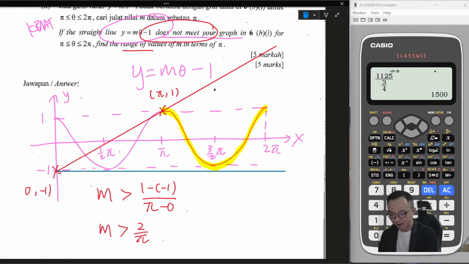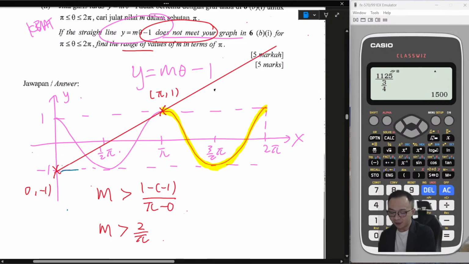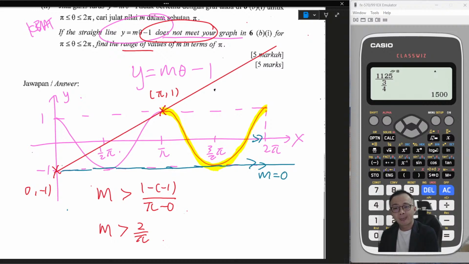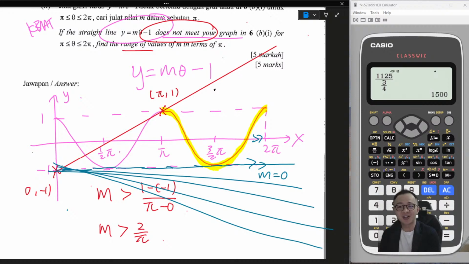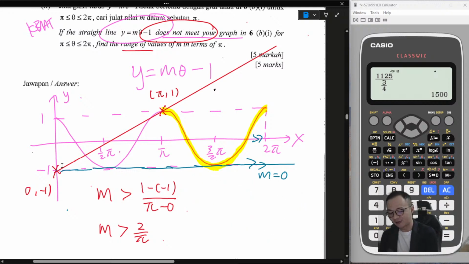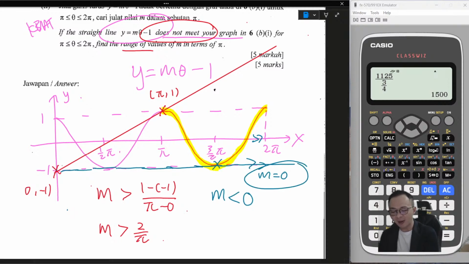Okay, if my gradient is like -1, or if my gradient is 0, because you can see if this line is parallel to the x-axis, the gradient must be 0, right? So if my gradient is less than 0, my graph is going here. Do you see that? They also will never touch the cost graph, isn't it? So therefore, another condition is gradient must be less than 0. Because when gradient is 0, you still intersect at 1 point. But when gradient is less than 0, you will never meet the graph lah.